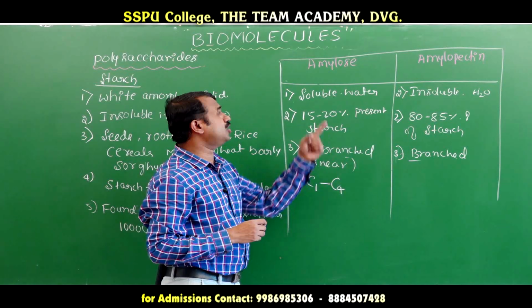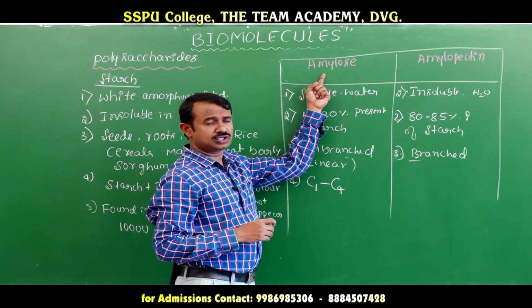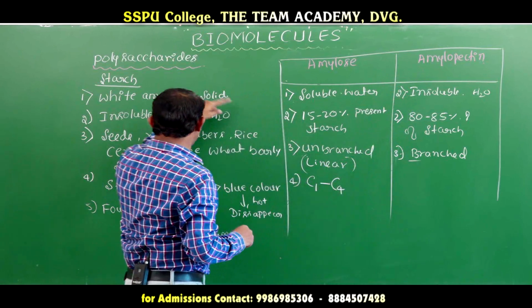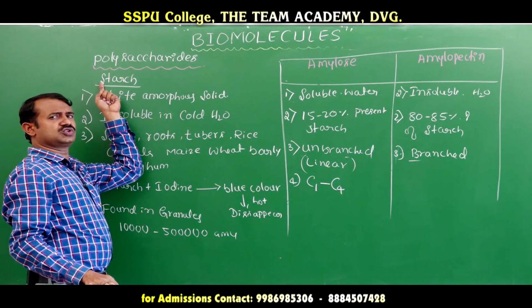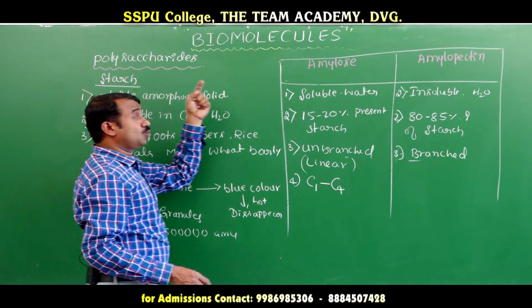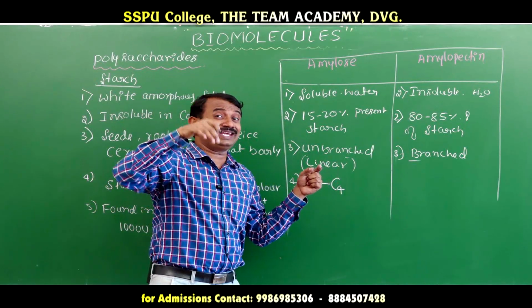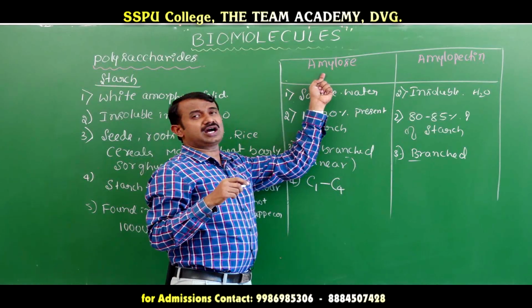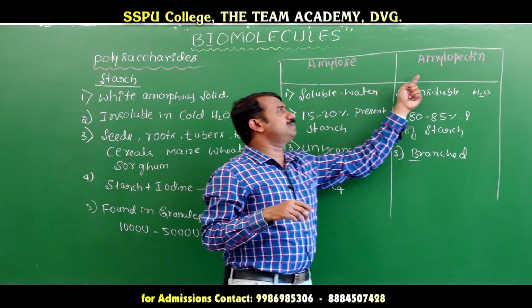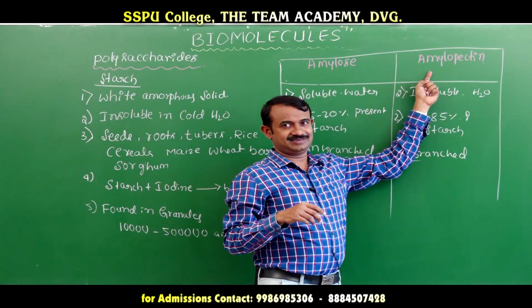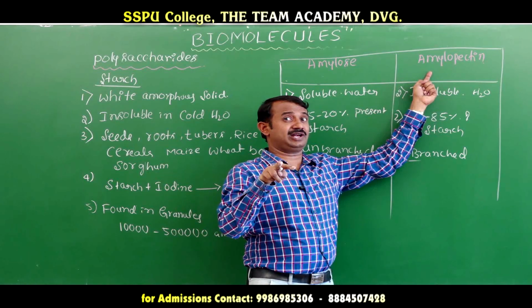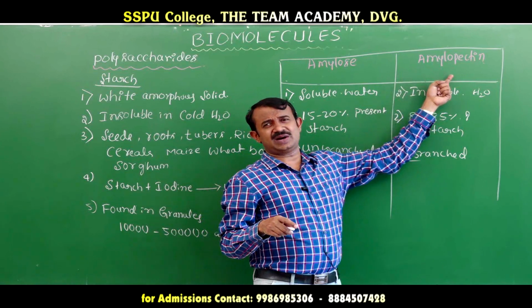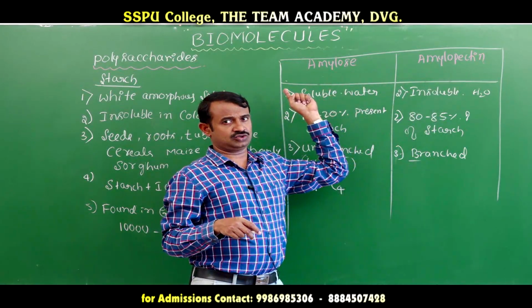What is the monomer of amylose? Alpha glucose. What is the monomer of amylopectin? Alpha glucose. What is the monomer of starch? Alpha glucose only. But which part is soluble in water? The soluble part of starch is amylose, and the insoluble part is amylopectin.